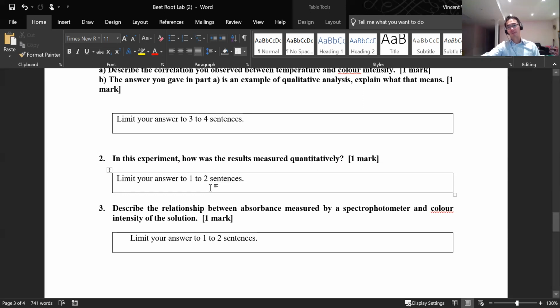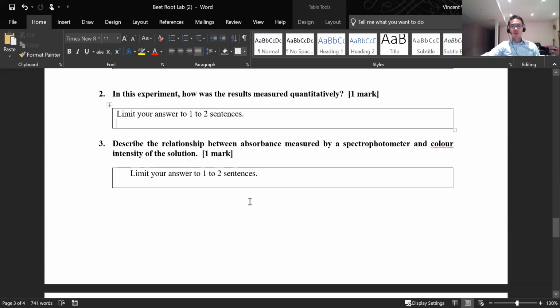In the comments of your lab, you will see, I would have written that for you. The relationship measured by absorbance by the colorimeter and the color intensity. Okay, basically, the higher the color intensity, the higher the absorbance. That's all I'm looking for.